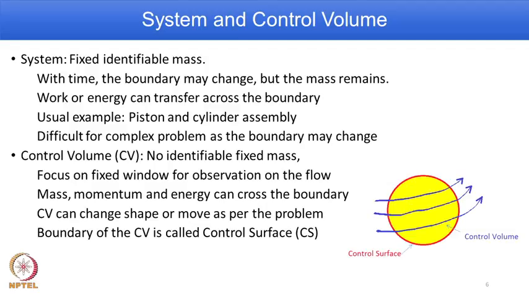So there is a schematic available. Here this red boundary is a control surface, and the fluid crosses through the control volume, and you find out what is happening to the control volume because of the flow that is happening through it. For example, in the case of an aircraft, you want to find out what is the lift generated and what is the drag force exerted on the aircraft, then you find the net and get a drag estimate.